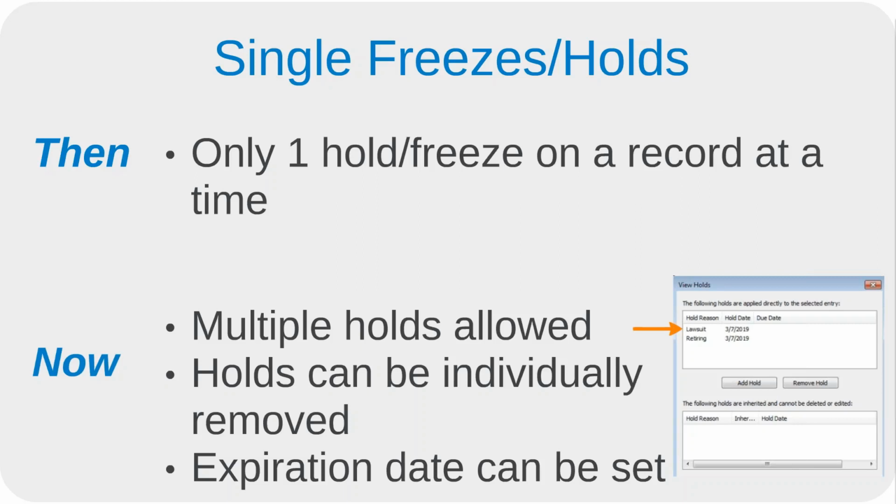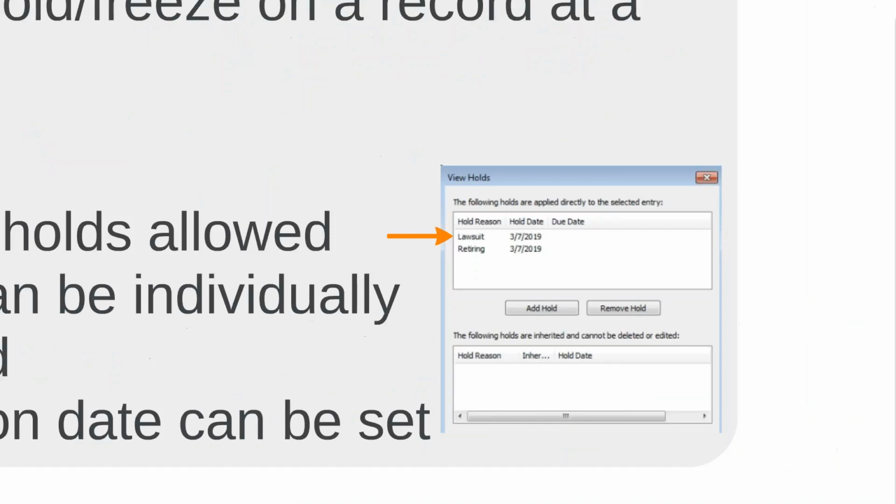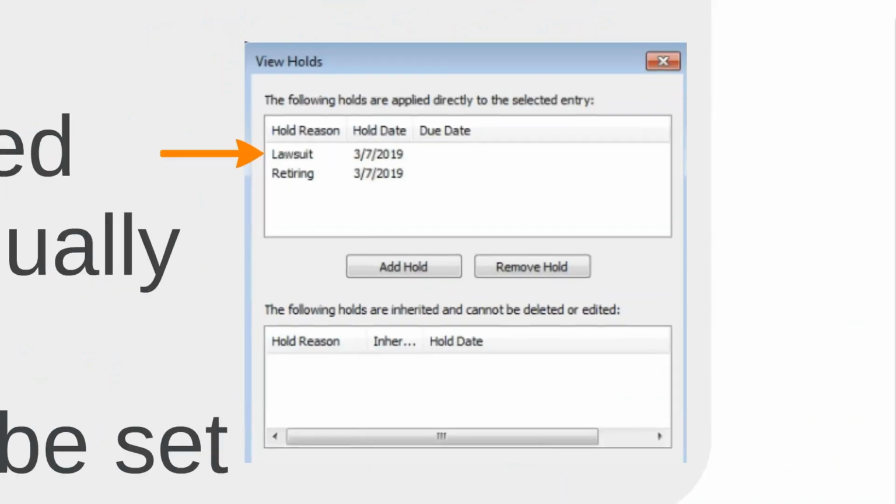Now, multiple holds are allowed, and holds can be individually removed and individually added, and expiration dates can be set as well. This is just a little screenshot showing what that looks like. You can have multiple different hold reasons, and they could be more specific if you need. It will show the date that the hold was placed, as well as the due date or anticipated expiration date.